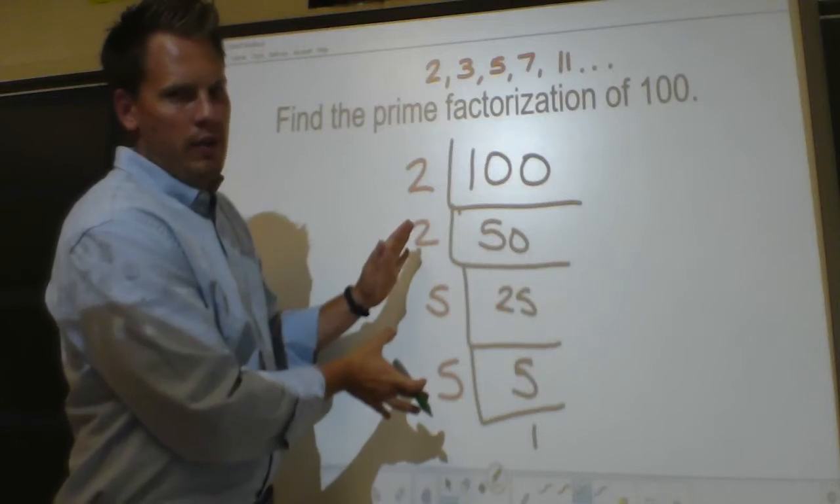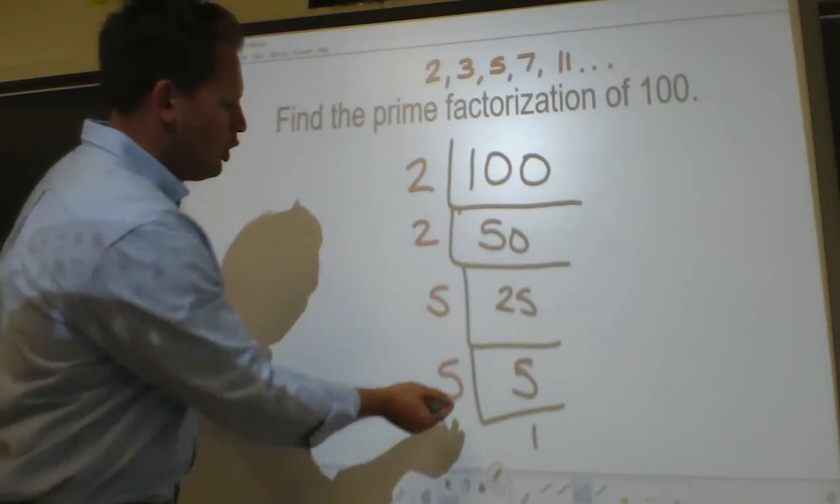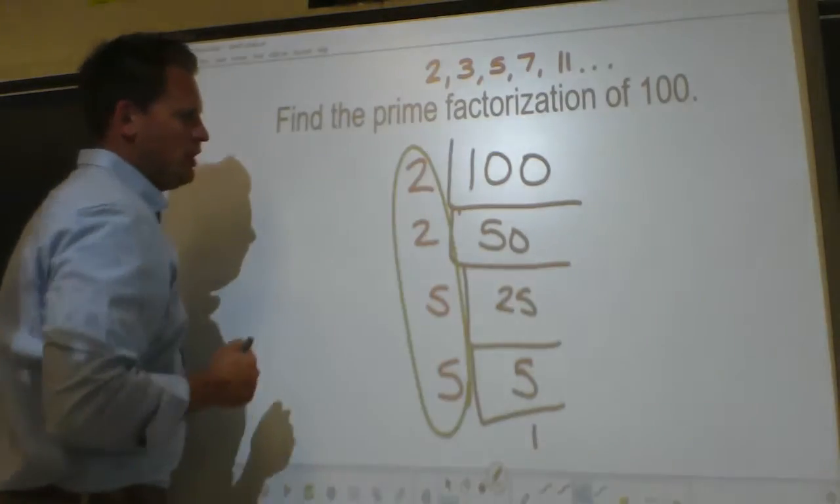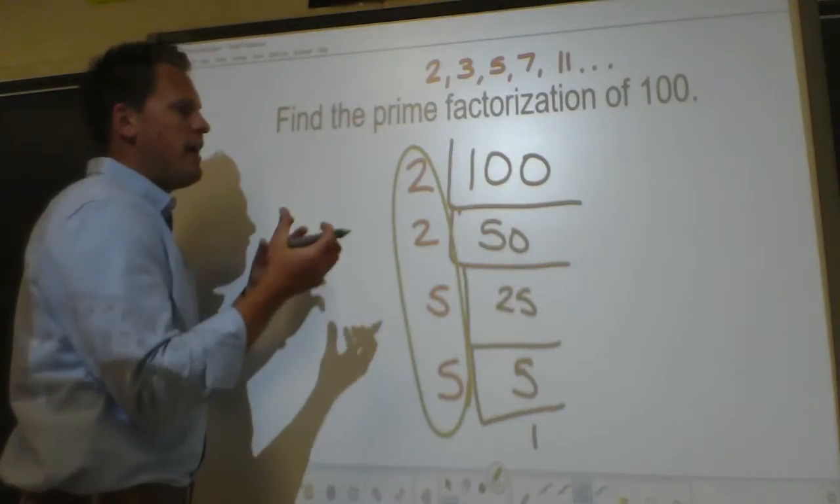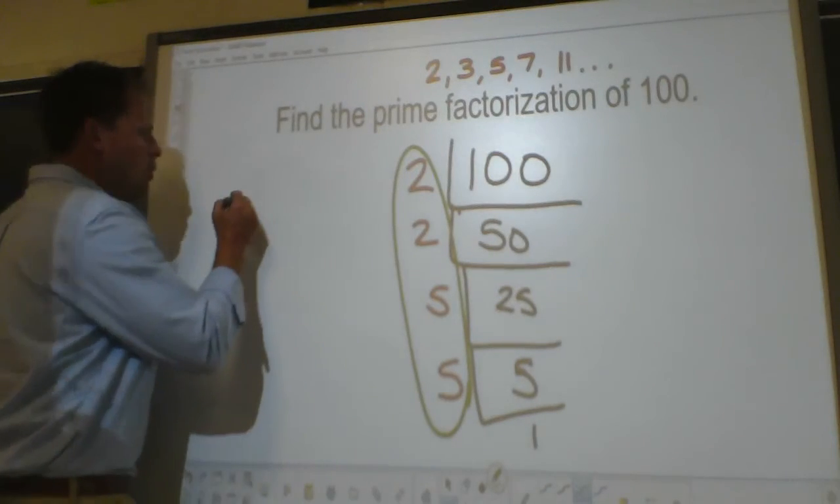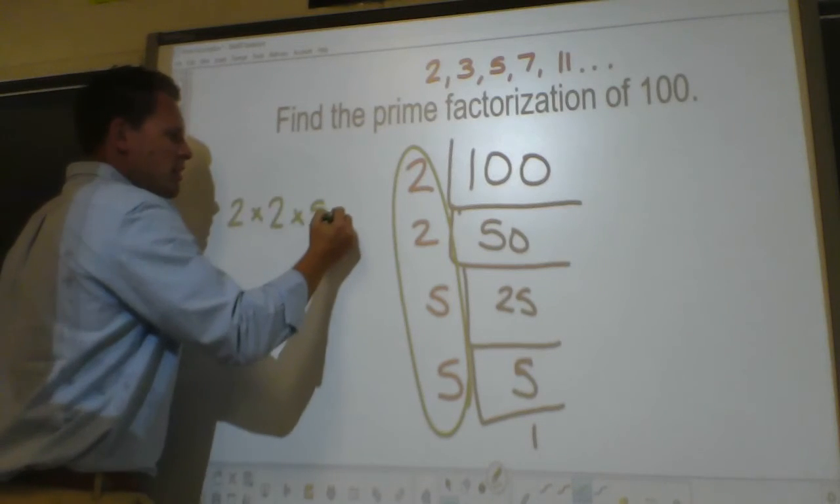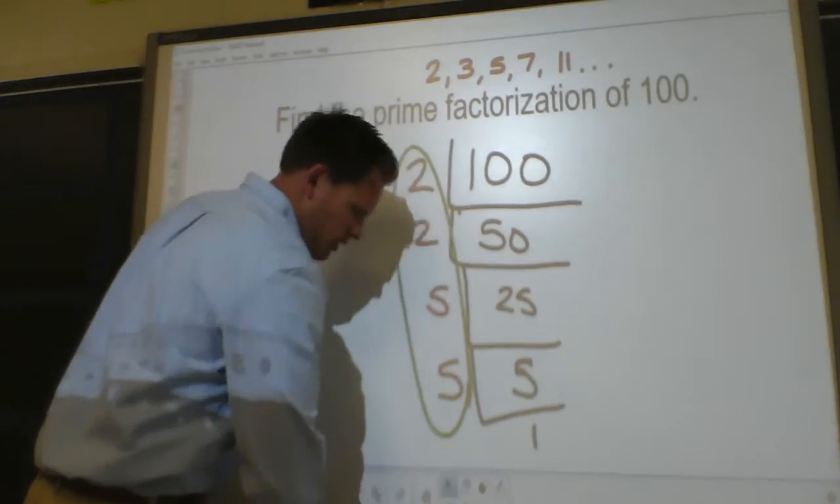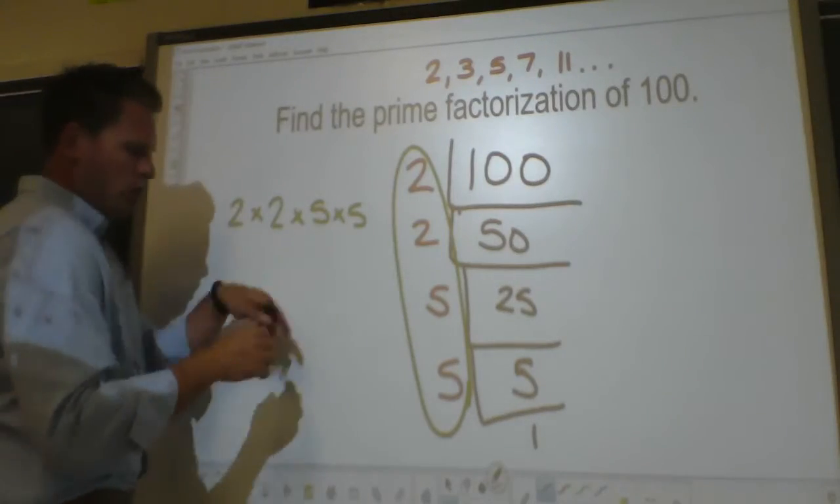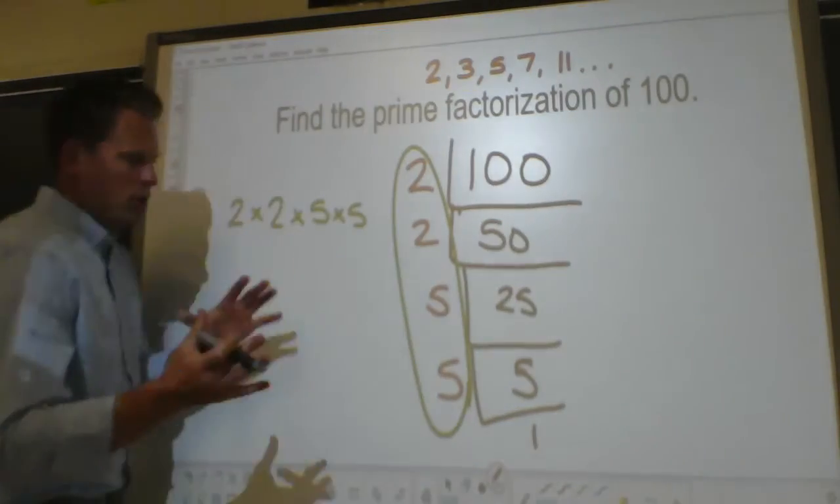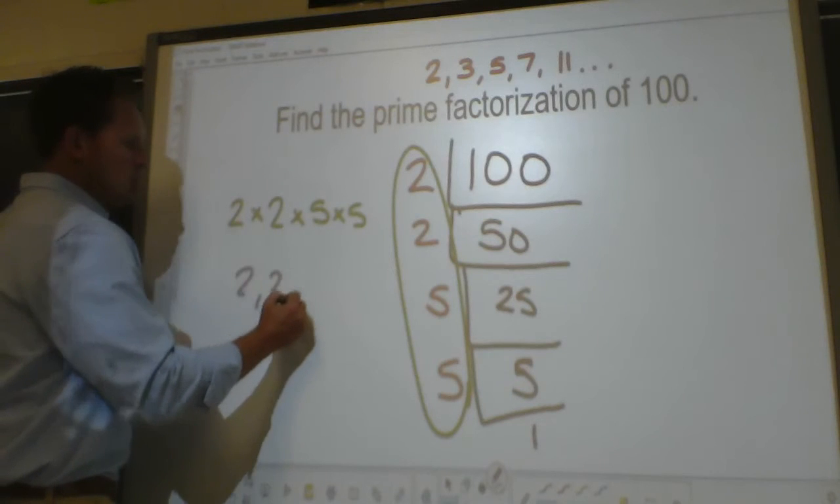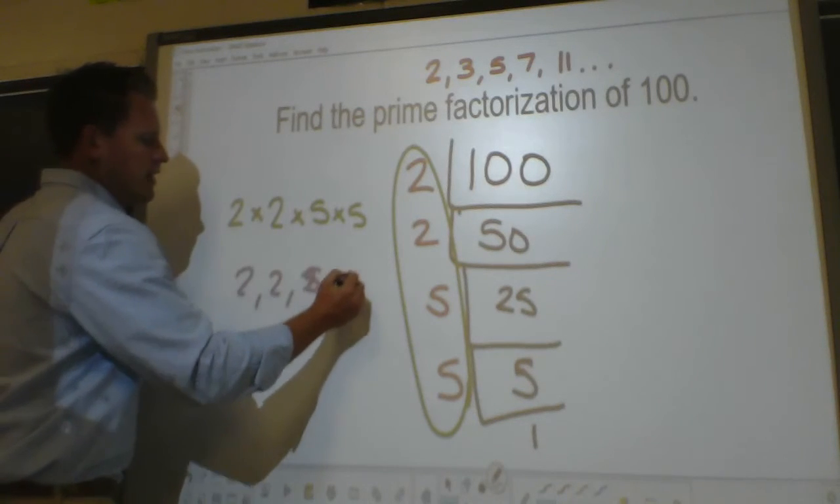This is the work for the prime factorization. You have to then pull out these numbers over here and put them into a factorization. You have to put them into a multiplication number sentence. 2 times 2 times 5 times 5. I'll see some people, and this is wrong. What I'm about to do in the purple marker is wrong. They'll go 2 times 2 times 5 and 5.